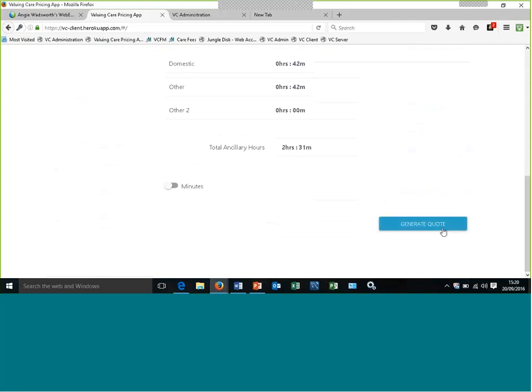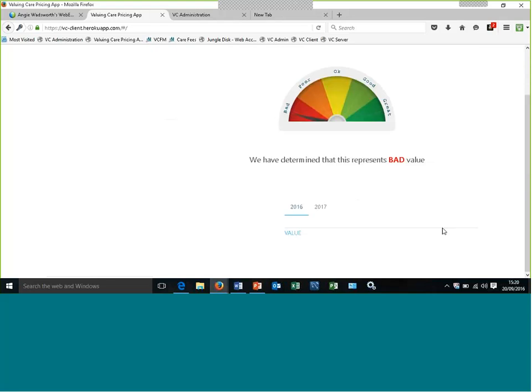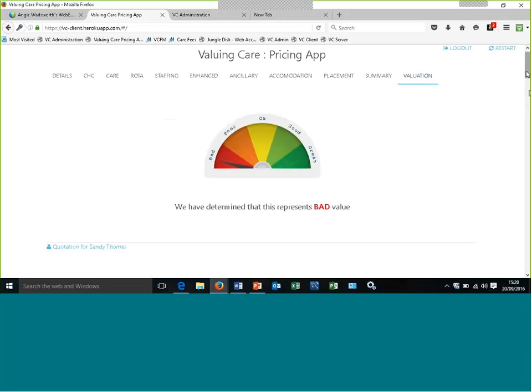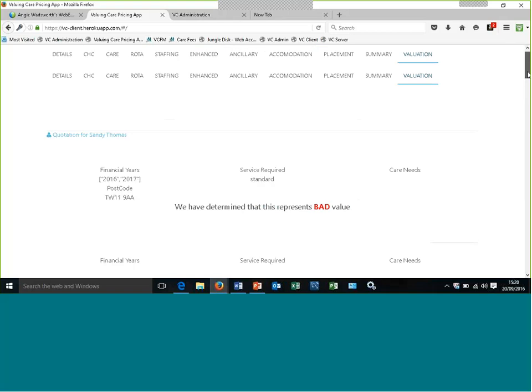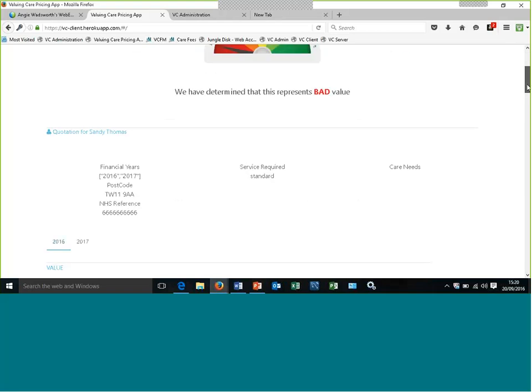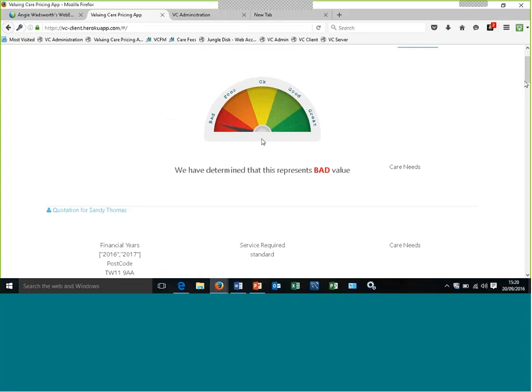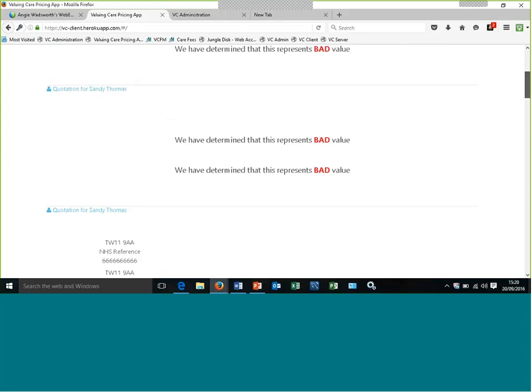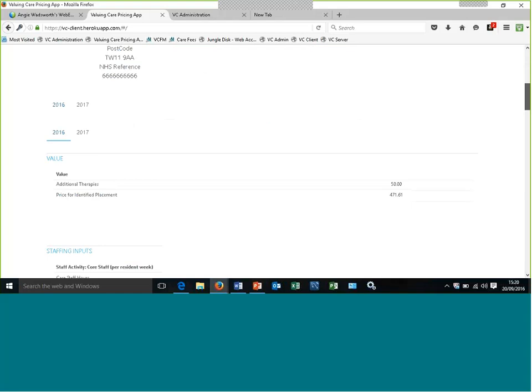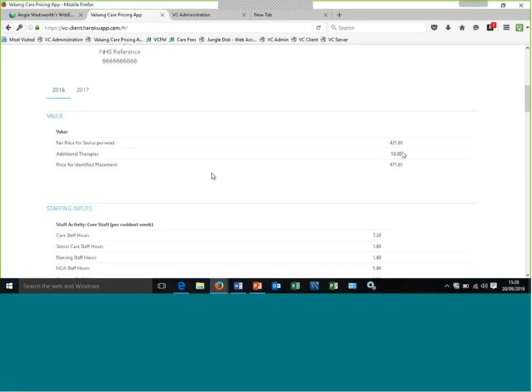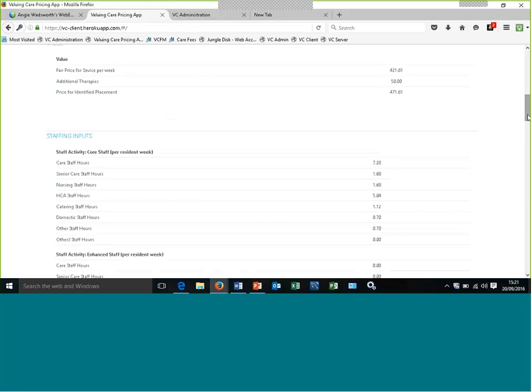So I actually now want the system to generate me a quote for the service based on my quote of £1,000. So I know I added £1,000 in, and what the system's told me is actually I'm in the red. The quote that I've been given does not offer value for money. And if I look down through here, it's telling me that actually, with the level of service that is required, I should only be expecting to pay £471.61 a week, not the £1,000 that I've been quoted.